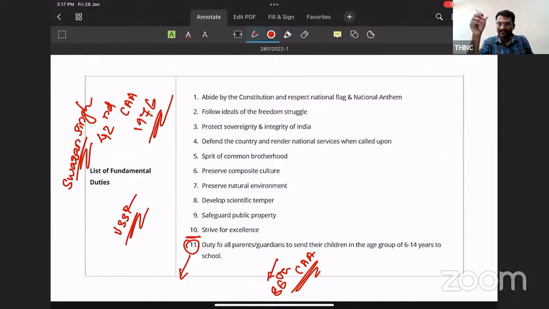As a result, fundamental duties were introduced in our constitution as Article 51A. As part of the 42nd Constitutional Amendment Act of 1976, we introduced fundamental duties into our constitution.